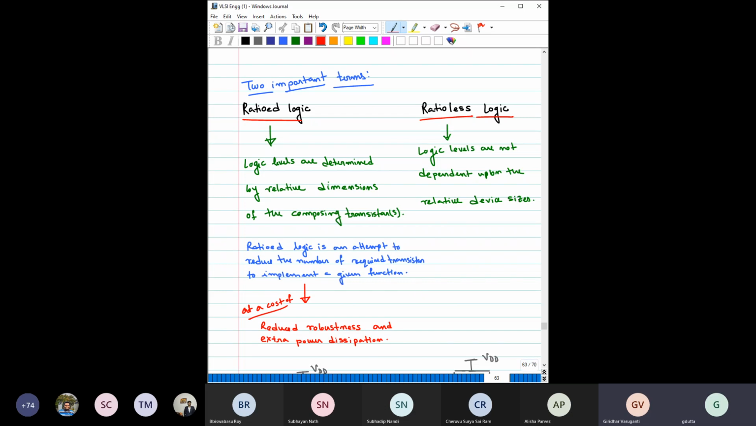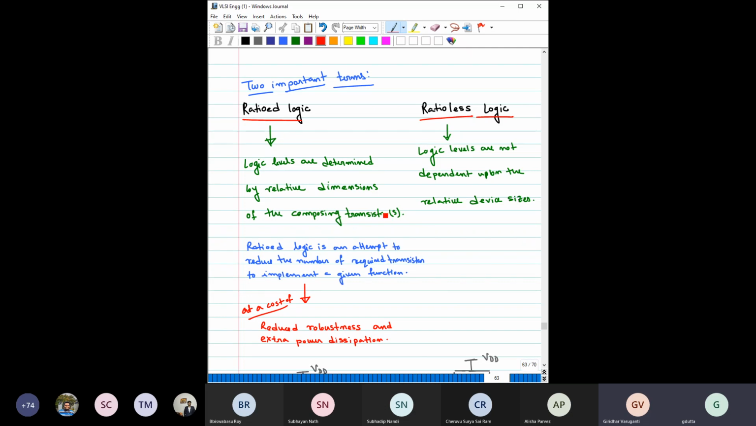Not only the static CMOS inverter, we have also done the other inverters as well, right? Different configurations: pseudo NMOS, inverter with resistive load, inverter with this load, that load. These two terms are ratioed logic and ratio-less logic. So what do I mean by ratioed logic? Ratioed logic means the logic levels are determined by the relative dimensions of the composing transistors.